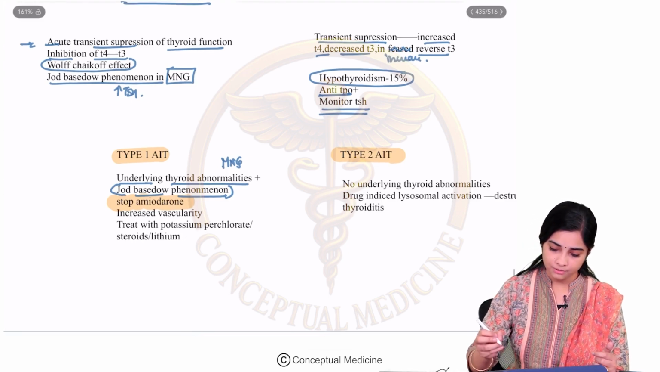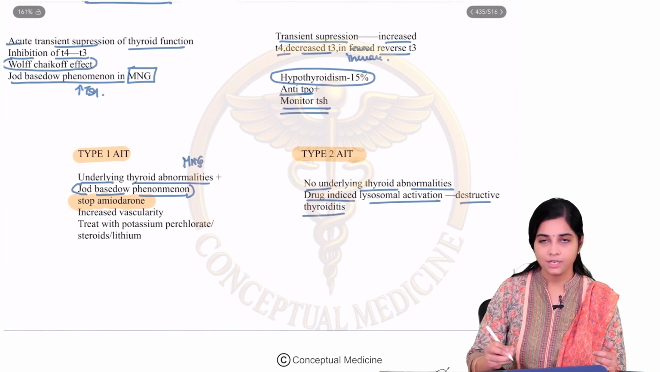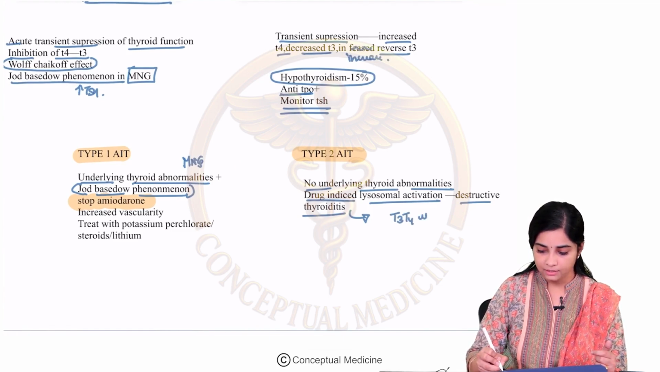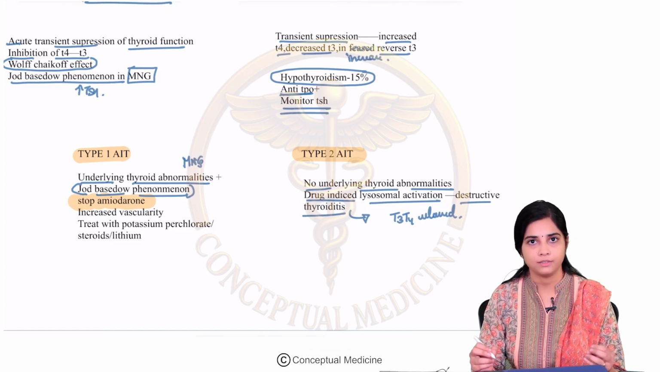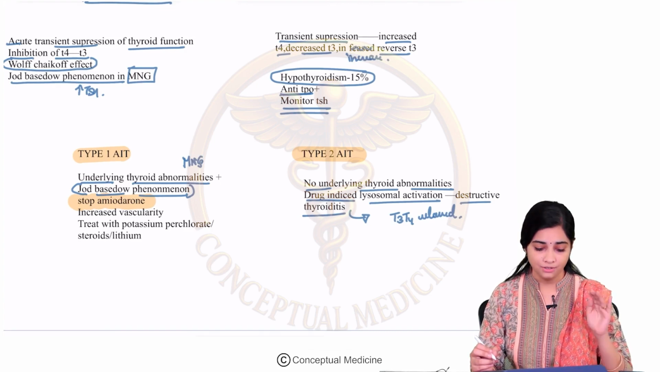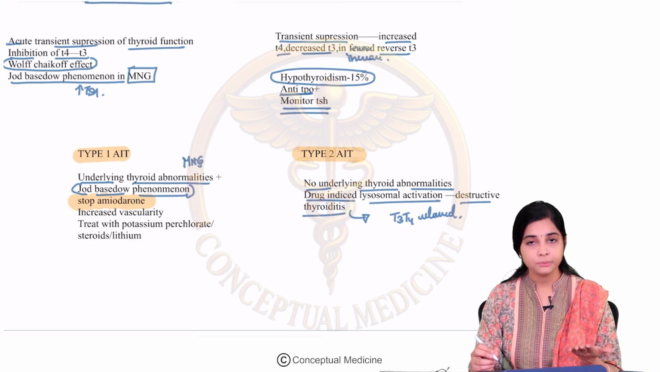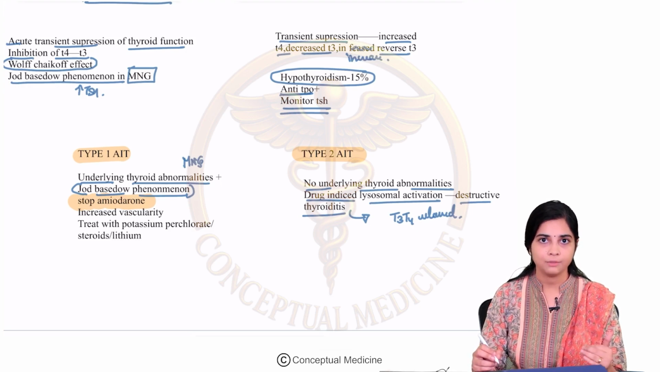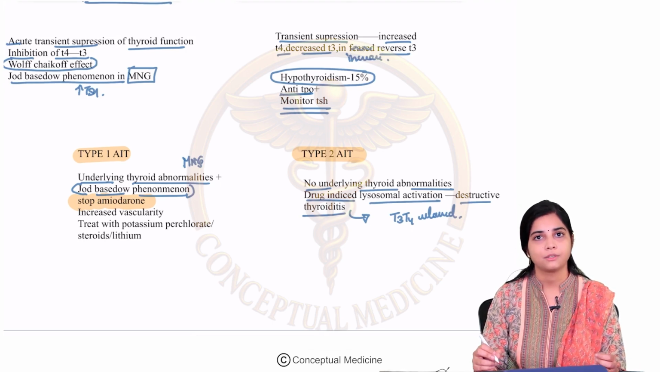In type 2 amiodarone-induced thyroiditis, there is no underlying thyroid abnormality. There can be drug-induced lysosomal activation causing destructive thyroiditis, as a result of which T3 and T4 can be released, and it can imitate hyperthyroidism. So in type 1, there is the Jod-Basedow phenomenon and hyperthyroidism. In type 2, there is destruction of the thyroid gland because of amiodarone, and T3 and T4 are released, giving an initial thyrotoxic phase. After that, you can have hypothyroidism as well.